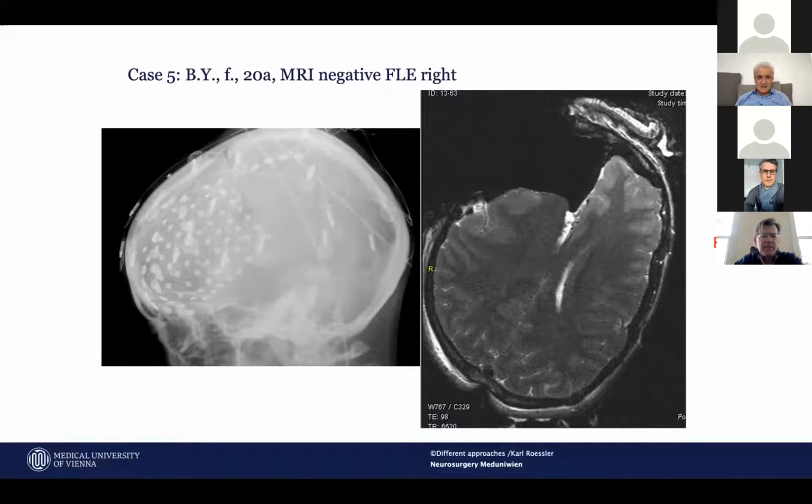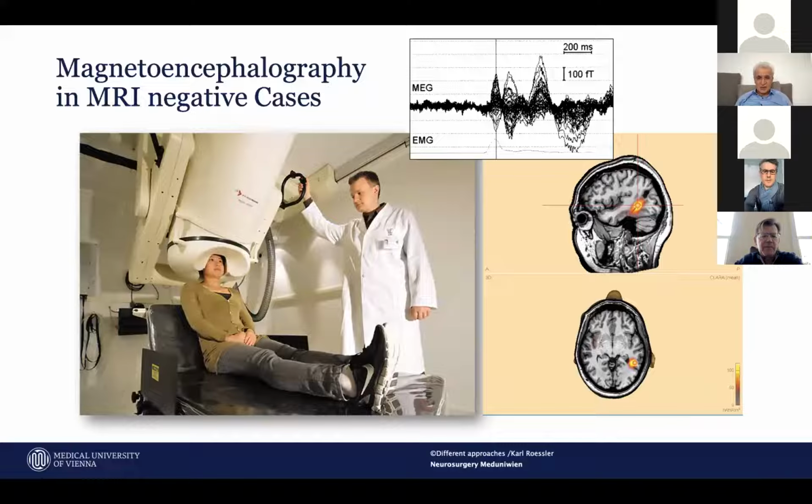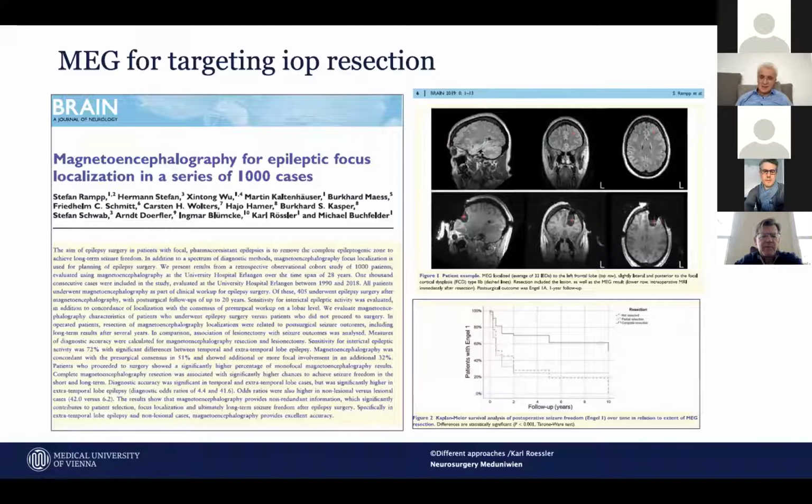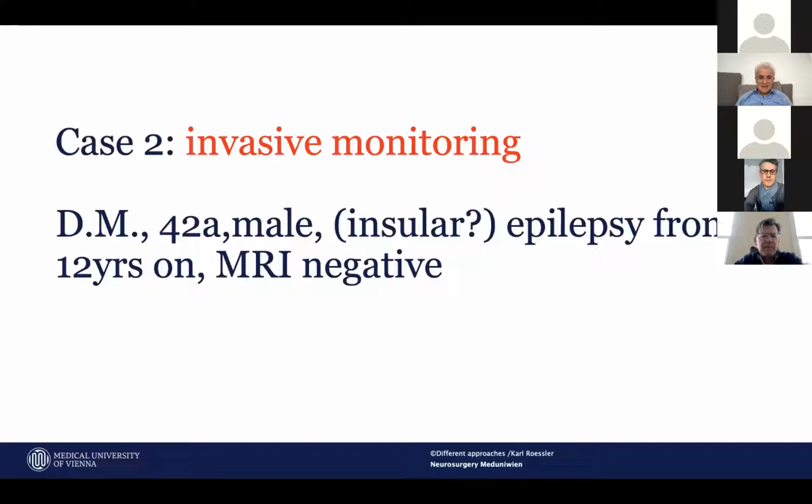And in Erlangen, to avoid large resections, we always did MEGs before surgery in MRI-negative cases. In 60% of patients we found focal areas of MEG activity, and we included them into the resection. And we found that when we had resected the MEG spot, the patient had a much better seizure outcome at the end. A second case I wanted to show is one with invasive monitoring.